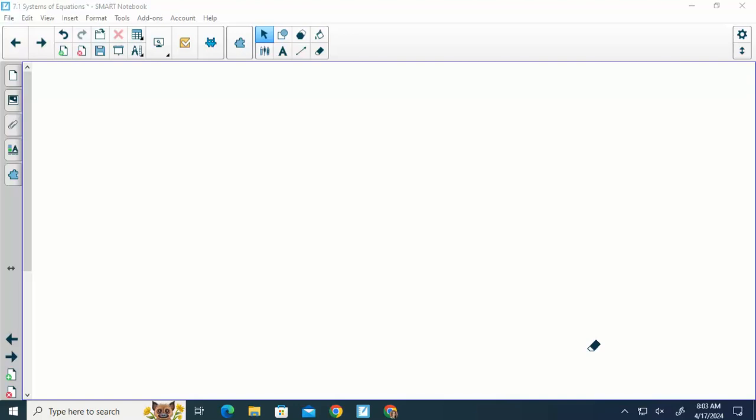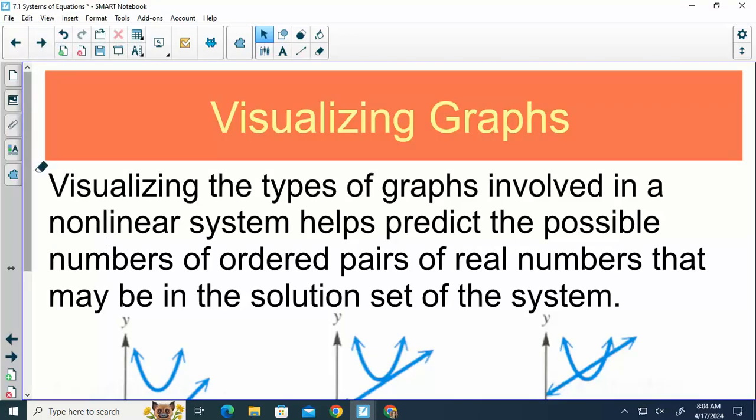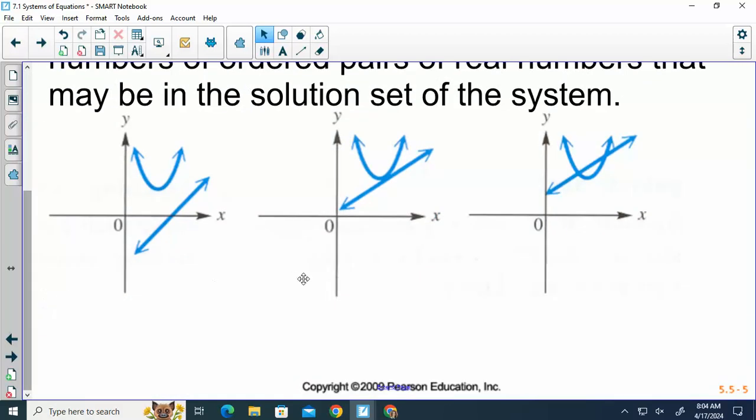If we're talking about nonlinear systems, that just means that at least one of the equations is not a line. So it could be two that are not lines, it could just be one. So the number of solutions really varies depending on the situation. For instance, if I were talking about a parabola and a line, it's possible to have a parabola and a line that never meet.